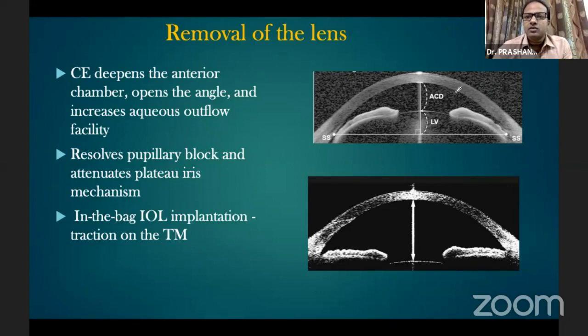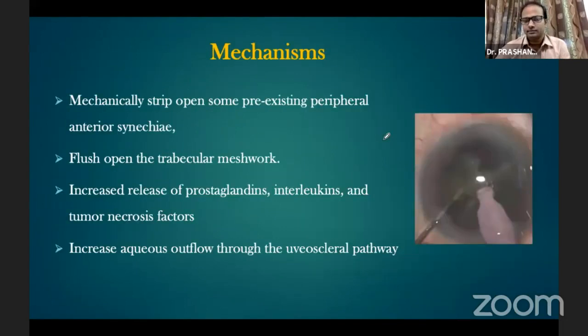As we can see in the OCT picture, if you remove the lens, a 4 millimeter thick cataractous lens gets replaced with a 1 millimeter thick acrylic lens, so a large amount of volume is formed. Apart from that, it also relieves the pupillary block, and it also reverses the plateau iris mechanism. Additionally, with in-the-bag implantation, the IOL causes traction of the trabecular meshwork, and that can open up the trabecular meshwork also.